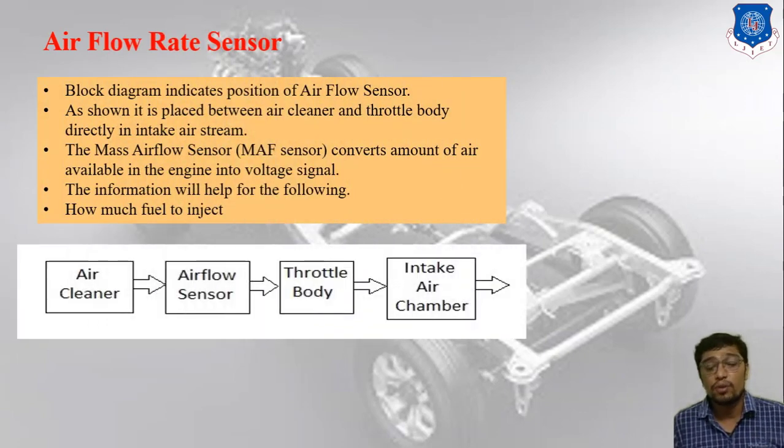So now we can talk about the implementation, or from where we can use this particular airflow rate sensor, right? As the block diagram suggests, first one, that is the air cleaner, second one, that is the airflow rate sensor, third one, that is the throttle body, and fourth one, that is the intake air chamber, right? This is the road map of the airflow rate sensor. Basically, as shown, it is placed between the air cleaner and the throttle body, directly in the intake air stream, right?